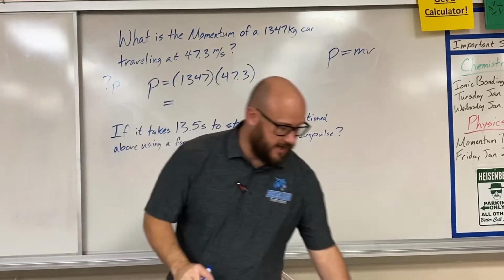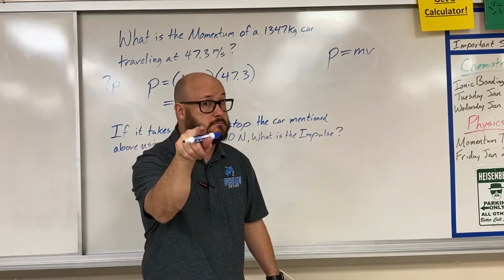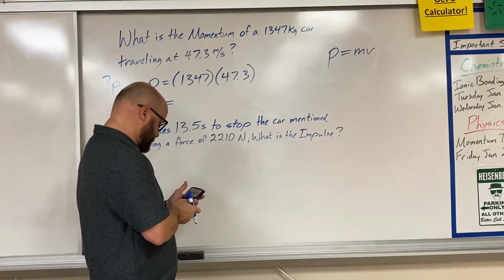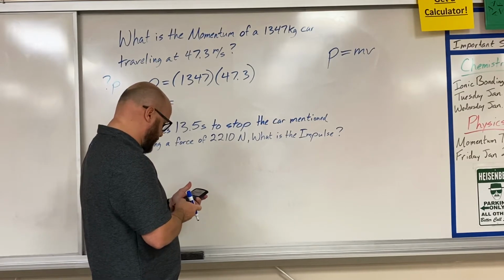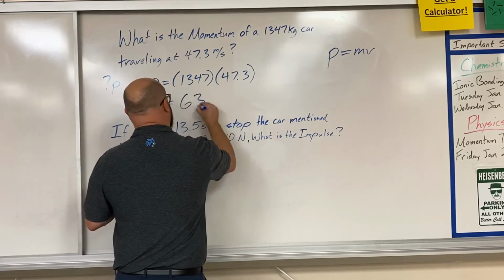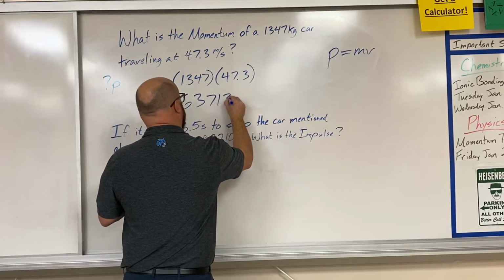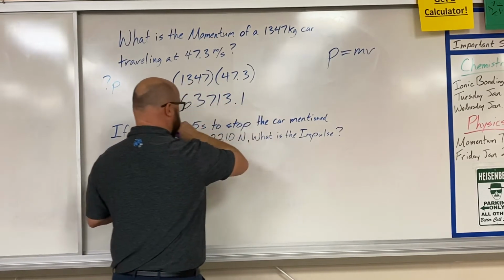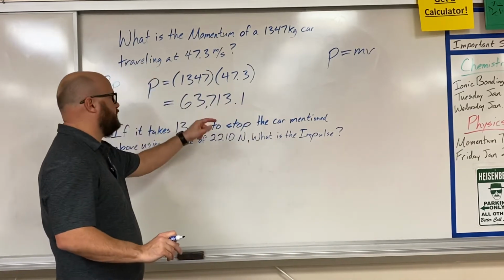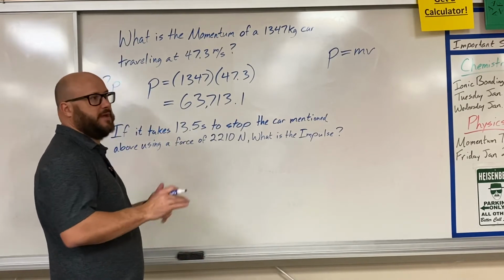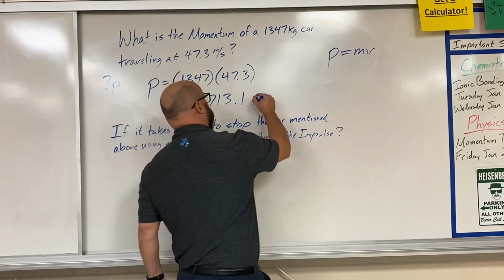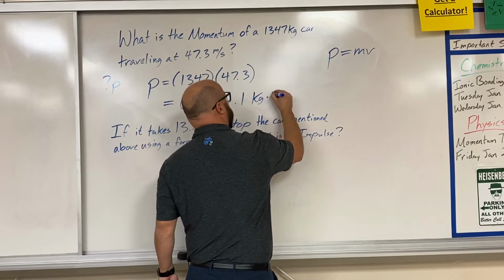Pull out your handy dandy calculator that you should have by now. 1,347 times 47.3 gives us a big number, 63,713.1. With momentum, we don't even change the unit, we keep both. So 63,713.1 kilograms meters per second.